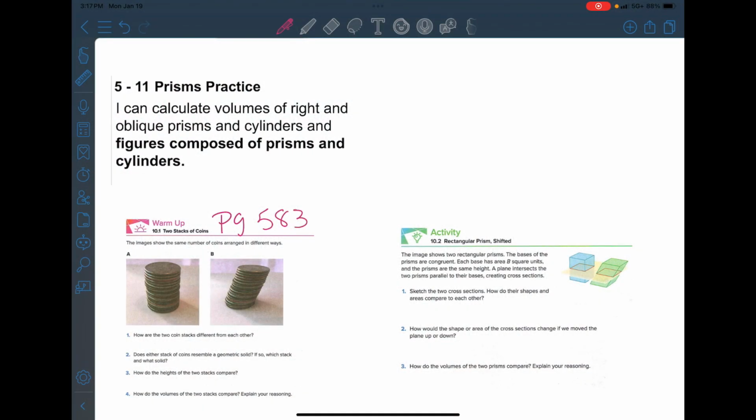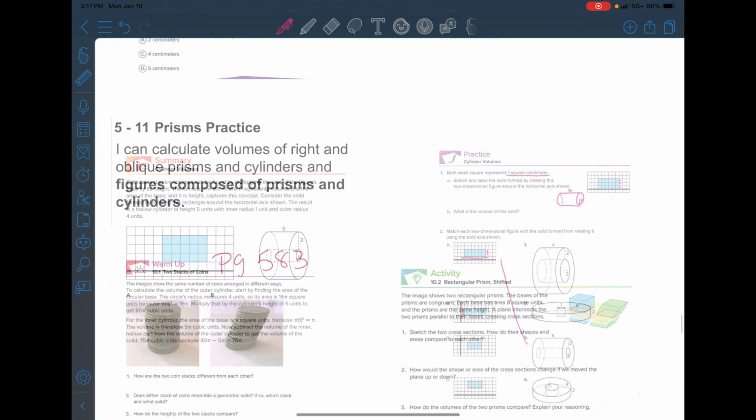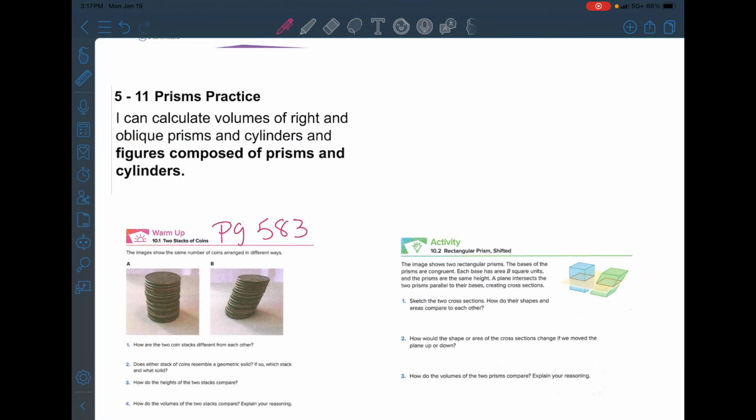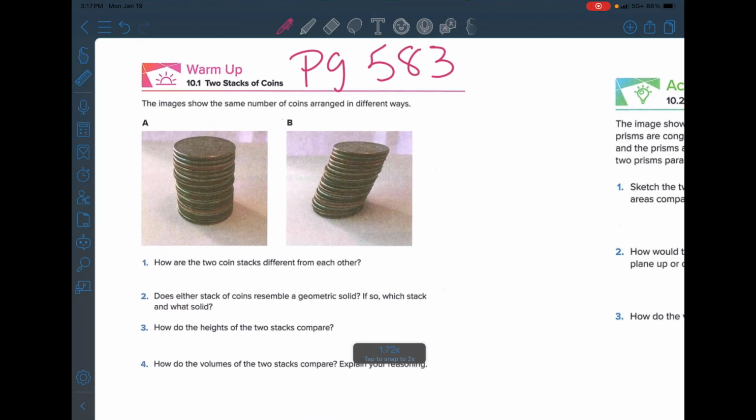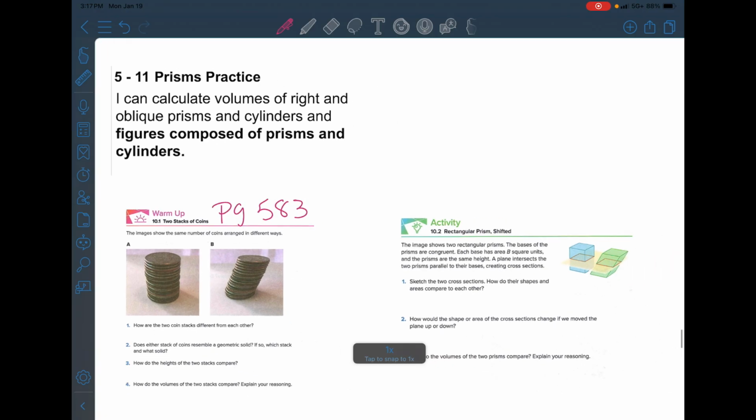Today we're going to put two lessons together. We're going to put lesson 10 and lesson 11 together. It's easy. We can totally do it. We're going to talk about volumes of cylinders again, and prisms, and oblique prisms. And I'll show you what that means.